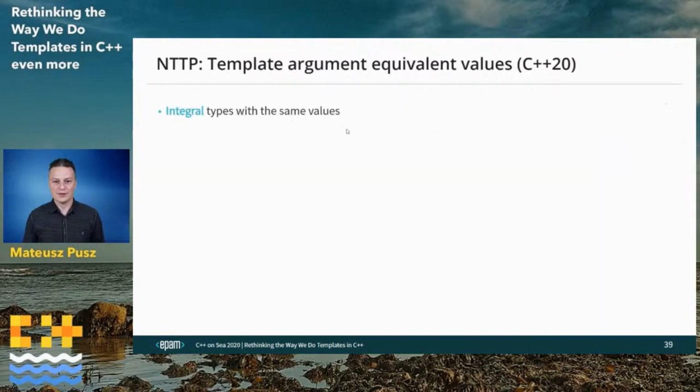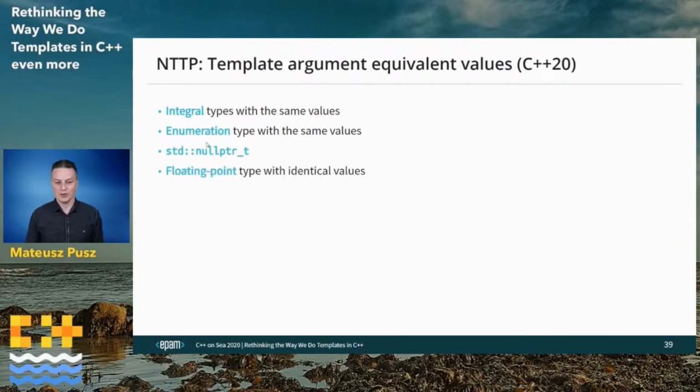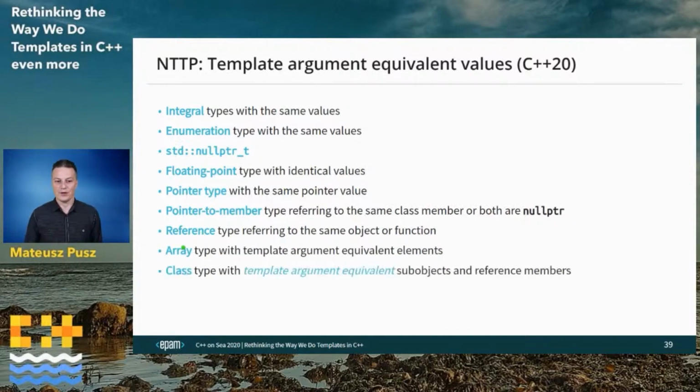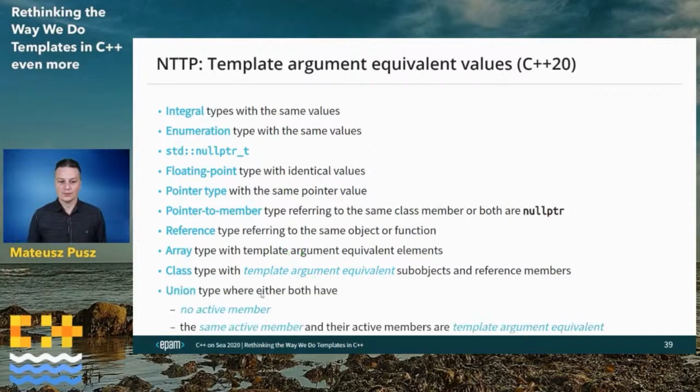And template argument equivalent values are integral types, so this is what we always had. Enumerations, again, what we always had. nullptr_t. Floating point is new. We never had floating points in class templates or templates at all, right? Pointer type, pointer to member, reference, it was always there. But again, right now we have arrays, something new. Classes with template argument equivalent sub-objects and reference members. And unions. So see that we can actually right now use classes, unions, arrays, floating point numbers as template parameters.